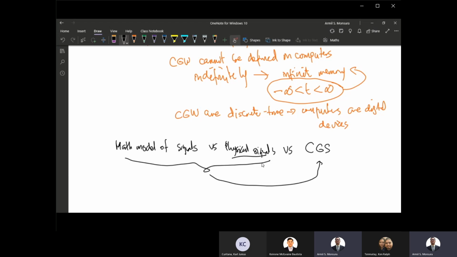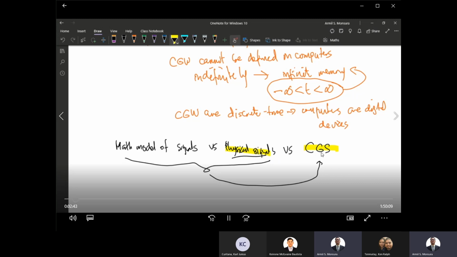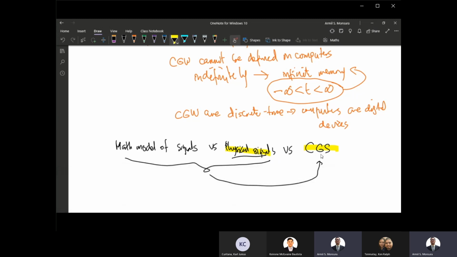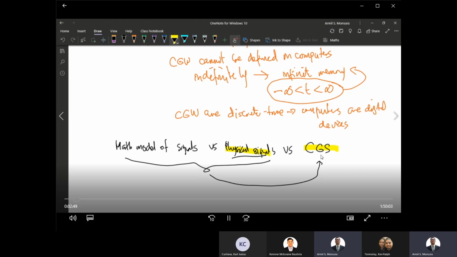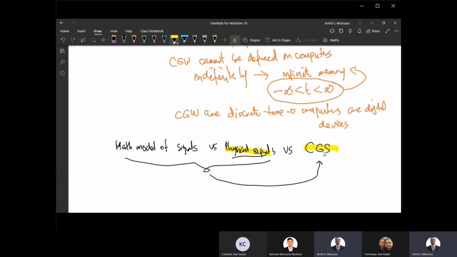But then again, there are properties of our physical signal that cannot be possessed by our computer-generated signal. And in the same manner, we cannot force the computer-generated signal to possess a property of the physical signal. One of these is the discrete-time nature of our computer-generated signal.